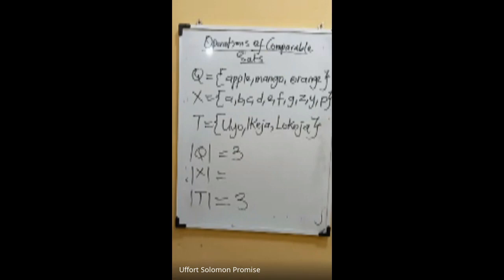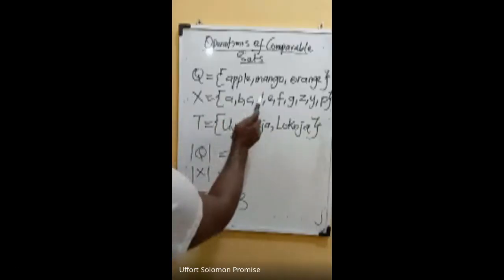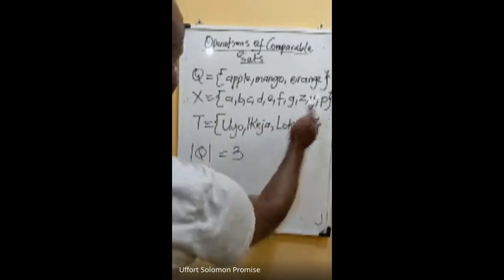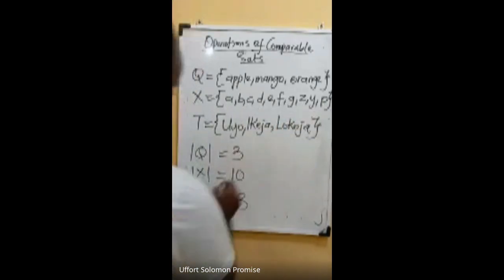So let's take my dear sister, Ever Bless James. What's the cardinality of set X? It's 10. Okay, let's count: 1, 2, 3, 4. Good. So you see, that's very easy.